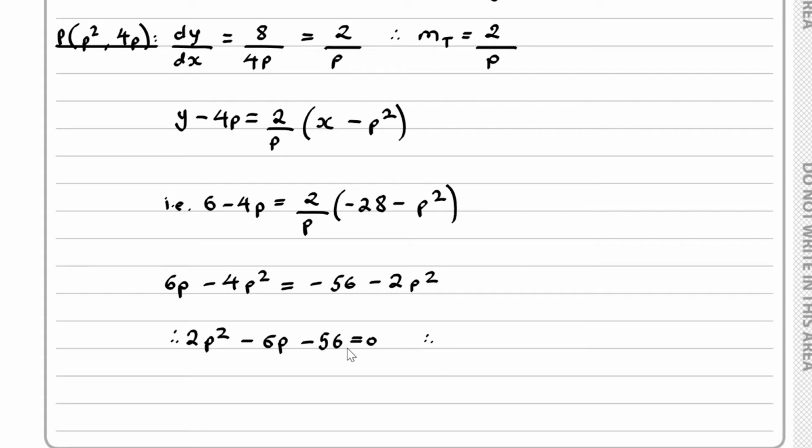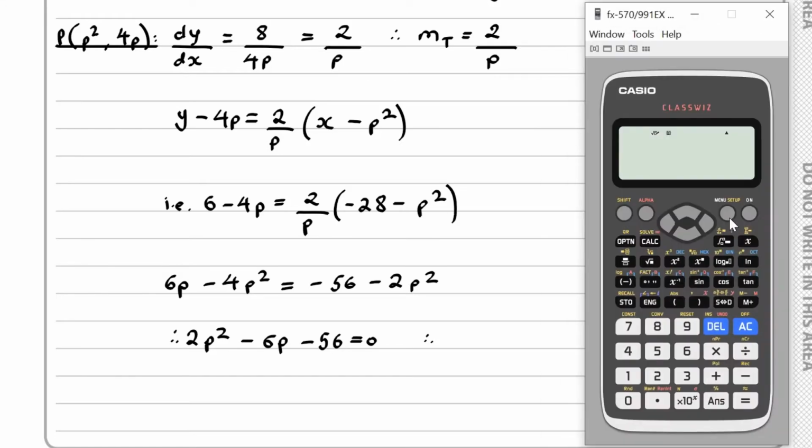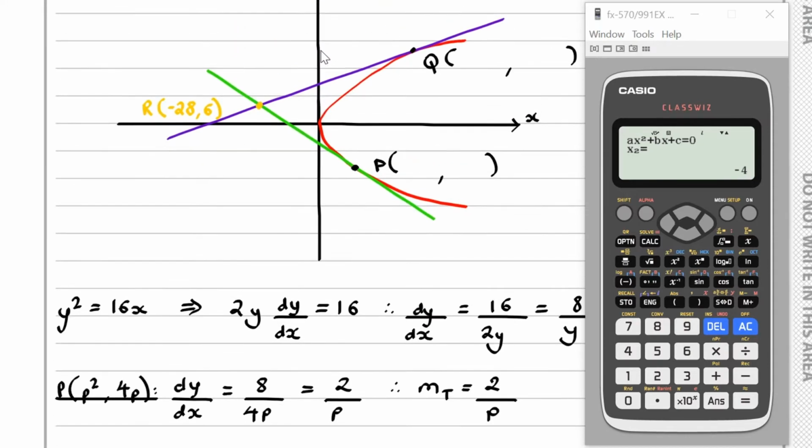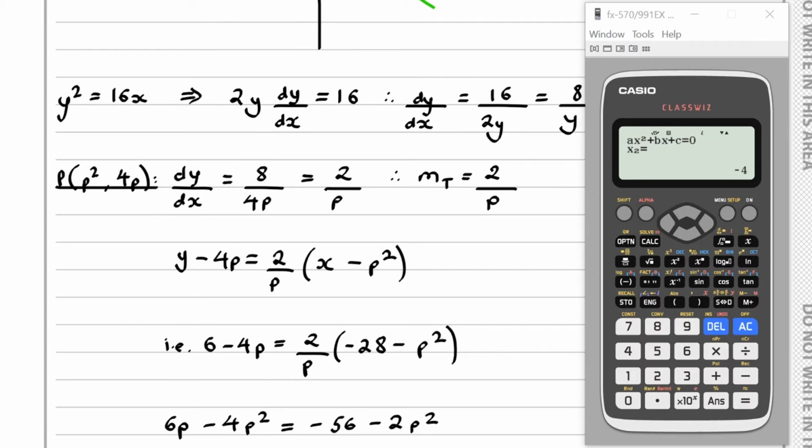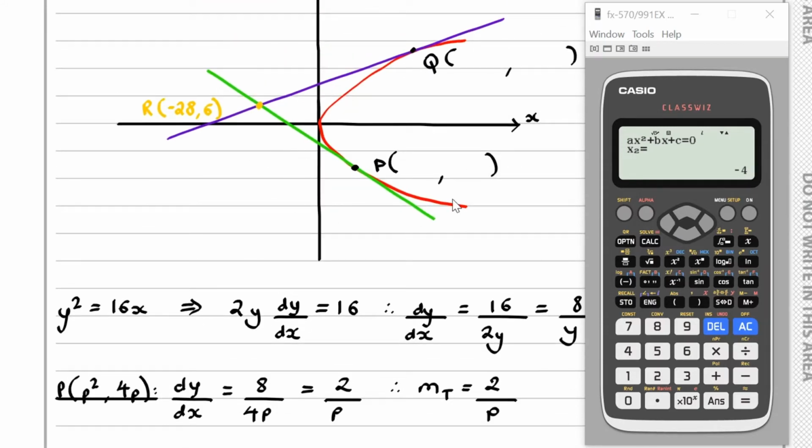So we can now solve for the value of p. If we solve this quadratic, 2p squared minus 6p minus 56, we come out with 7 and minus 4. So p will obviously equal minus 4. The reason it equals minus 4, if you look at the coordinates over here, if I have p equaling minus 4, then we have 16, minus 16 as the coordinates of P. And that makes sense looking at where it is.